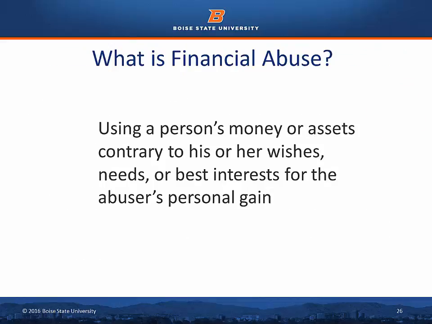Another serious problem you should be aware of is financial abuse. What is financial abuse? Financial abuse is occurring at an alarming rate. It involves using a person's money or assets contrary to his or her wishes, needs, or best interests for the abuser's personal gain. We'll review some examples of financial abuse, including who the perpetrators are, who's at risk, which indicators identify that abuse is occurring, and what can be done to prevent it.